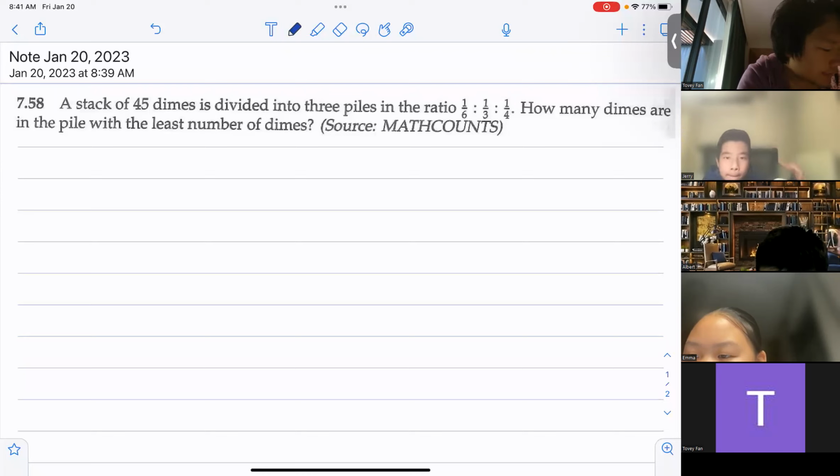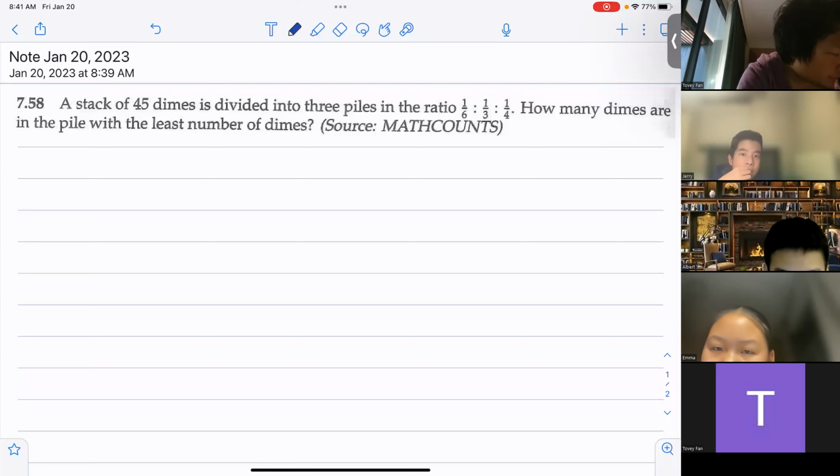Okay, does anyone have any idea? We have 45 dimes, right? 45 coins, and we're given a ratio. So this isn't a hard one. We know the total number, and then we know the ratio. So we can calculate the exact numbers of each pile, right? And how are we gonna do that?